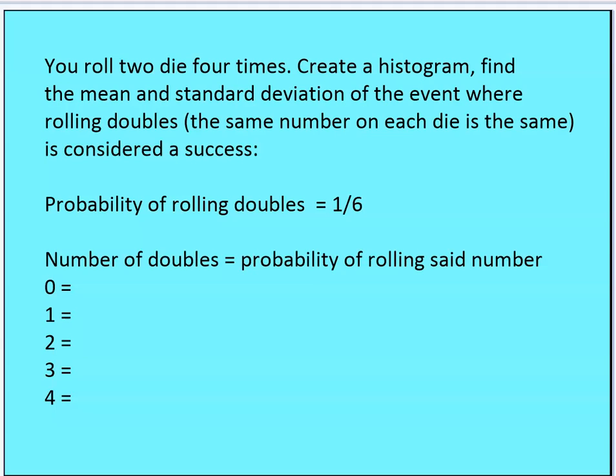So the probability of rolling doubles is going to be 1 out of 6. So the number of doubles, probability of rolling said number, so 0, 1, 2, 3, 4. So I roll it 4 times, the probability that I roll no doubles, 1, 2, 3, and 4.